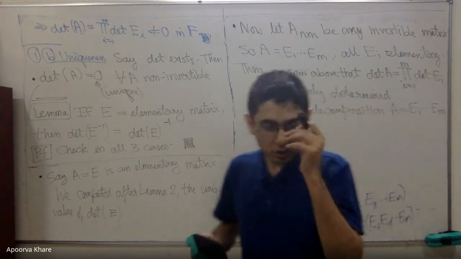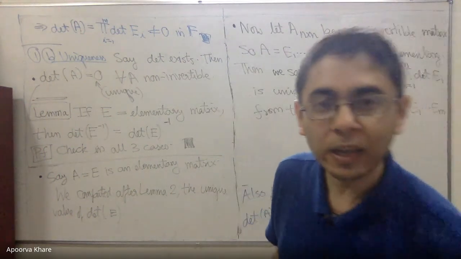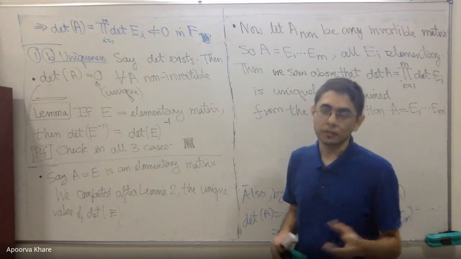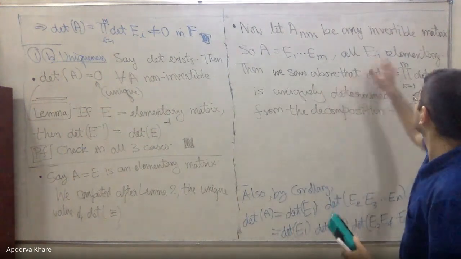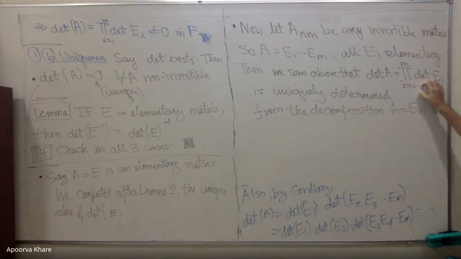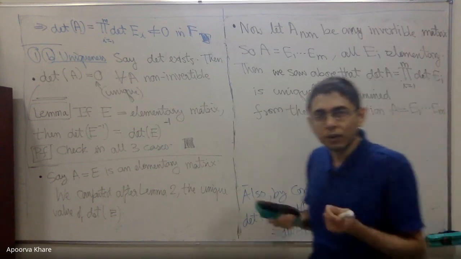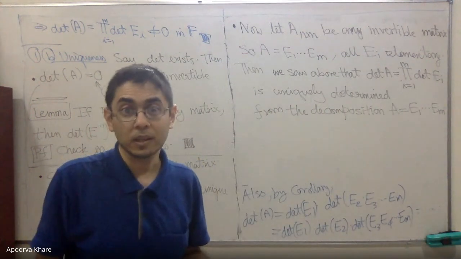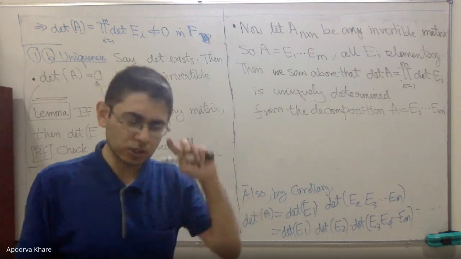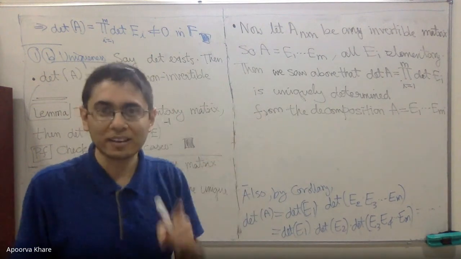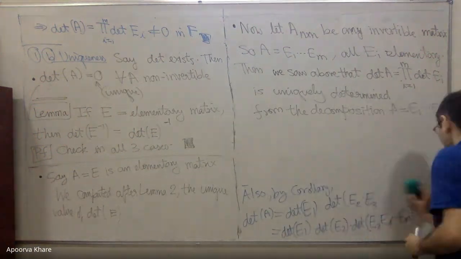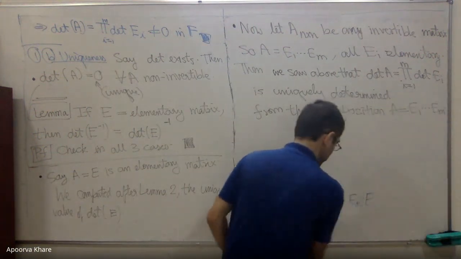But there might be a source of confusion here. What if I can write A in two different ways as a product of elementary matrices? Then on the one hand, I would get the product of the determinants of the first set of elementary matrices, but also on the other hand of the other set. What is the guarantee that these two products are the same number? That may be a potential cause of confusion, so let's prove that it has to be the same number regardless of what decomposition I take. Okay, so let's write that down.